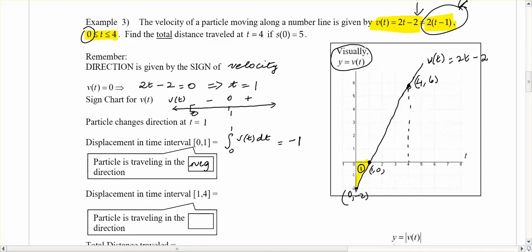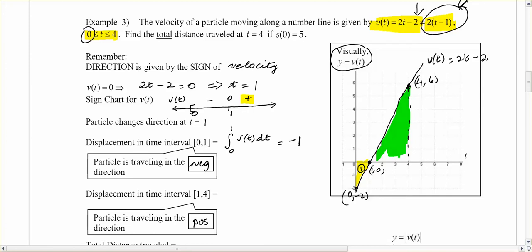Then if I want the displacement in time interval 1 to 4, you'll see that after 1 to 4, we're traveling in the positive direction. As long as we're going in the same direction, I can take my integral over that. So I'm going to take the integral from 1 to 4, and I'm going to do this by area.